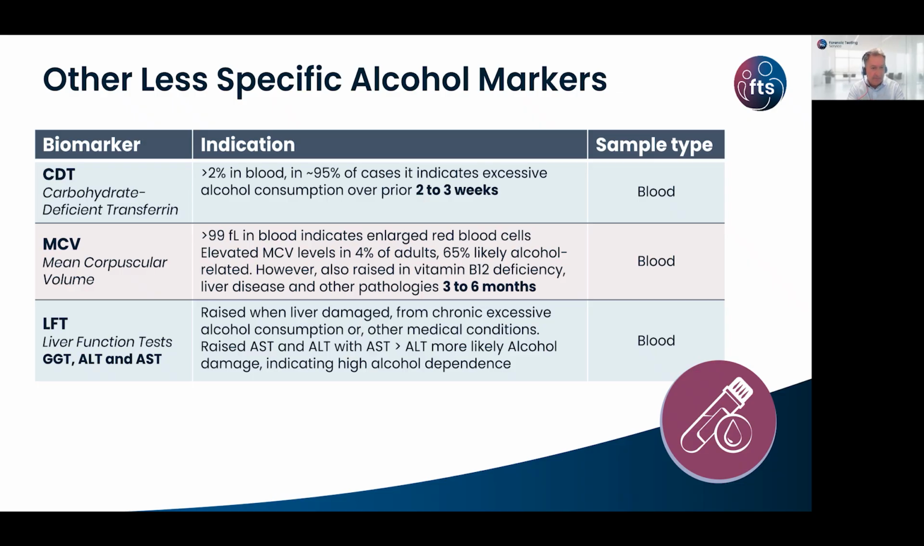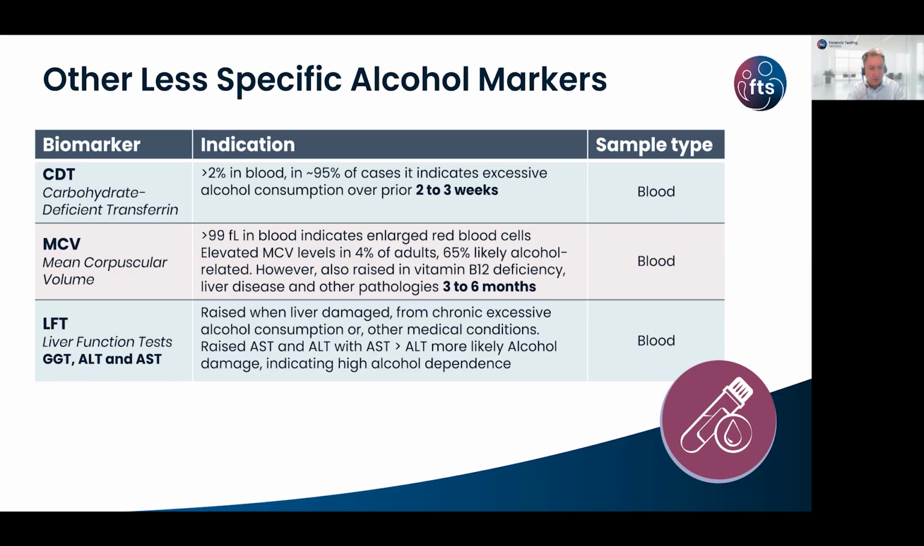So CDT is what's termed carbohydrate deficient transferrin, and there's a low percentage of it in blood, and in 95% of cases it can indicate excessive alcohol consumption over a period of about 2 to 3 weeks prior to when the sample was collected. So again, you would use that in conjunction with something else like PEth and maybe hair as well, rather than just using CDT in isolation, because it can give you varying results.